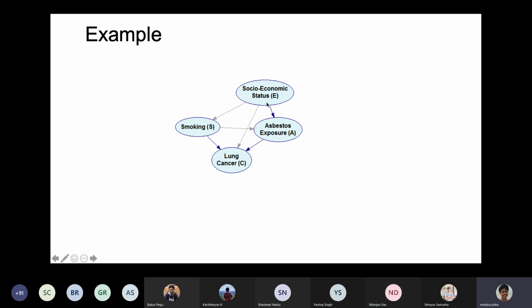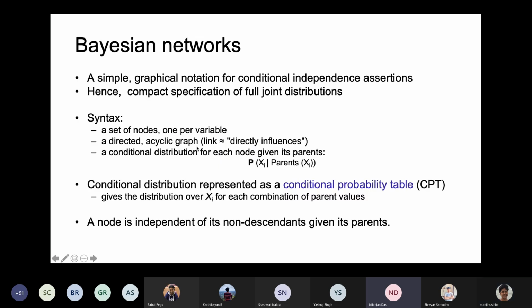and socioeconomic status. Like if smoking is there, but socioeconomic status, say we have categorized it into high and low. High, smoking; low, no smoking; high, no smoking; low. Okay, this kind of thing. And just remember, a node is independent of its non-descendants given its parents.